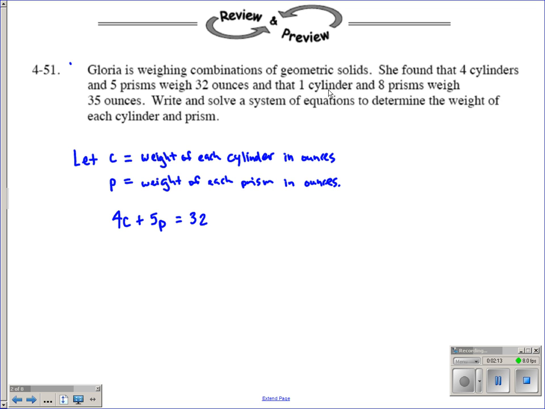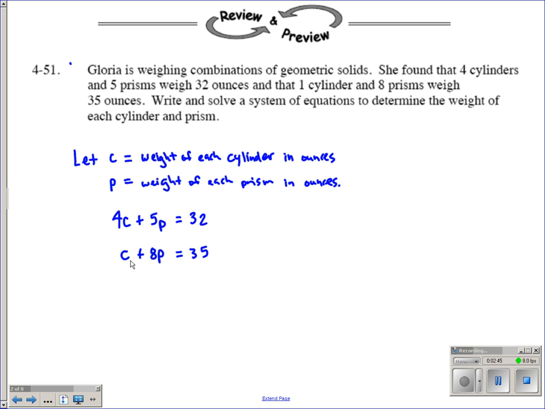And our second equation will come from this other bit of information. 1 cylinder and 8 prisms weigh 35 ounces. So 1 cylinder we can represent with the weight of our C, and then we've got plus 8 prisms, and we say that that equals 35 ounces. There is our system that we need to solve. You can solve it using any method you choose.